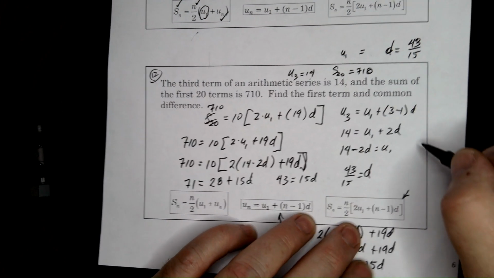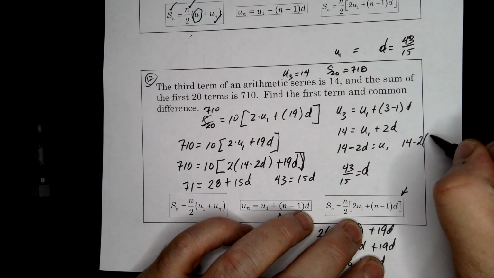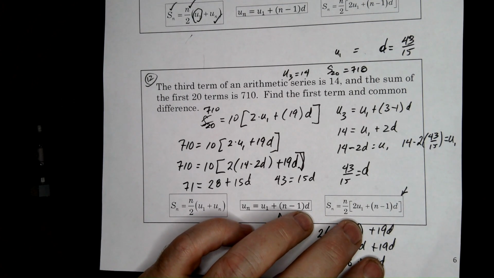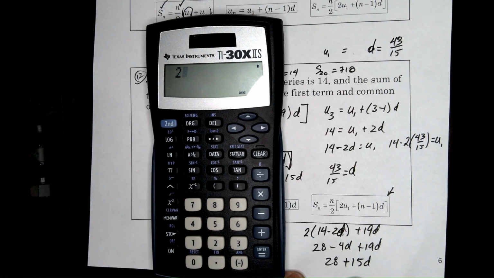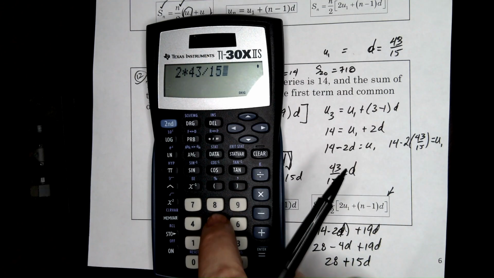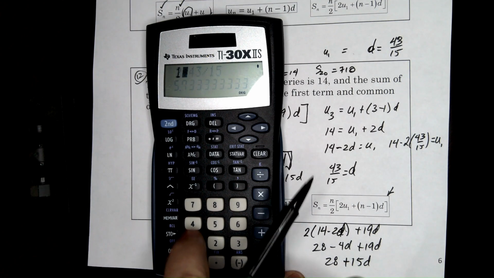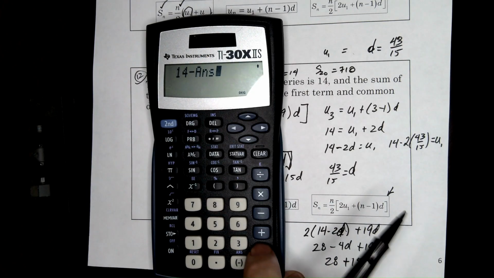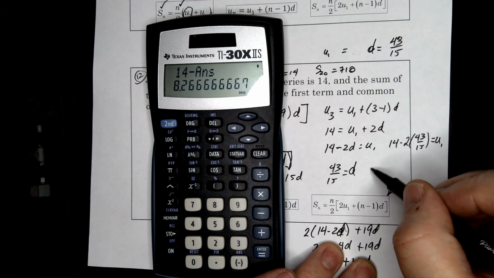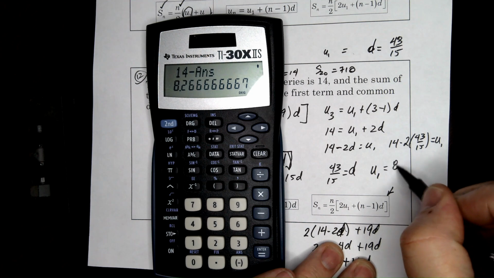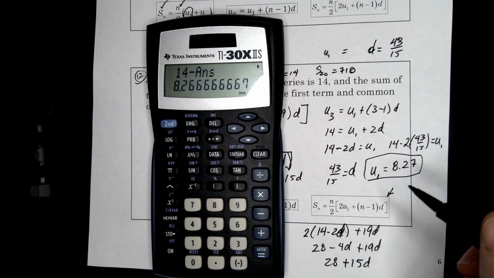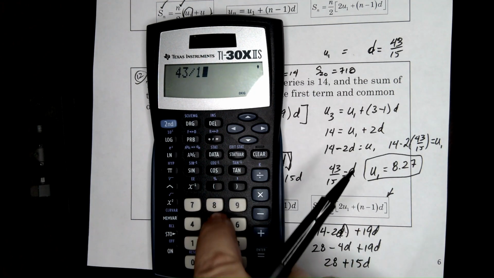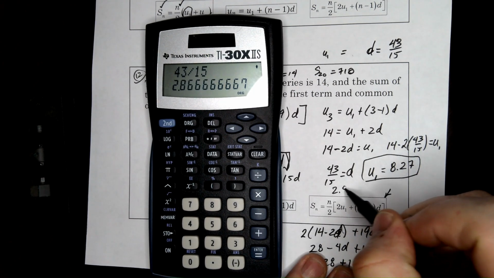I'm going to take that and plug it in here. So I have 14 minus 2 times 43 over 15 equals u1. Yeah? And then I guess I'll just use my calculator because it doesn't say to leave it as a fraction. So 2 times 43 divided by 15 equals, and 14 minus that. So u1 is going to be 8.2726 repeating, so I'm going to round it, right? And if you wanted to know that as a fraction or as a decimal, 2.87.